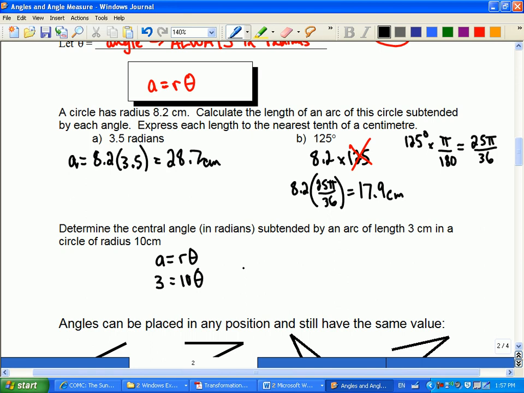Okay. So I have theta is 3 over 10, or 0.3 radians. And again, if I needed to, I could convert 0.3 radians into degrees, and I could tell you how many degrees that arc made.